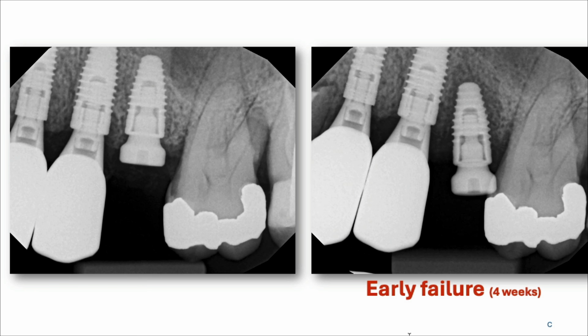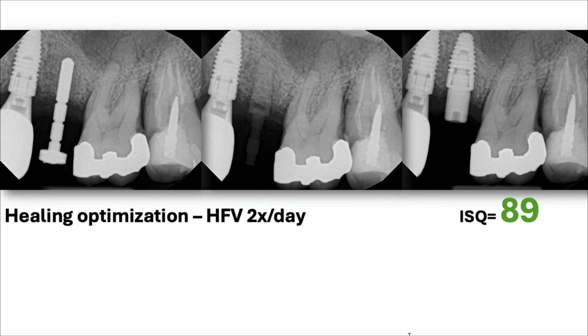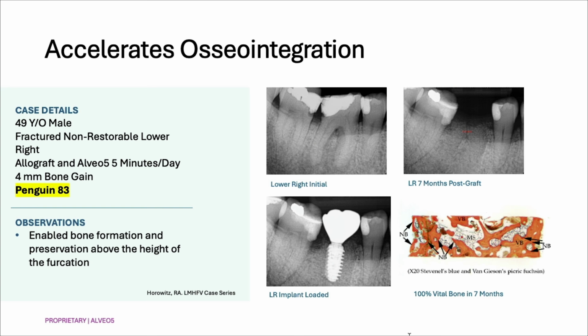Early failure, 4 weeks later, implant just came out. Bad healing. Used vibration only. That was the only difference. And got another implant in there with close to 90 ISQ. Okay? It stimulates the bone to heal faster, get a faster osseointegration, at least in the cases that I've seen.